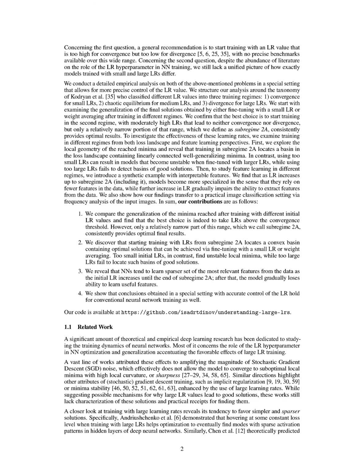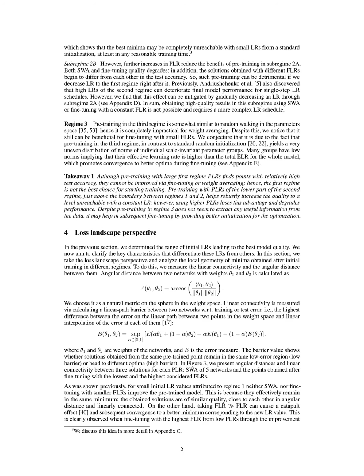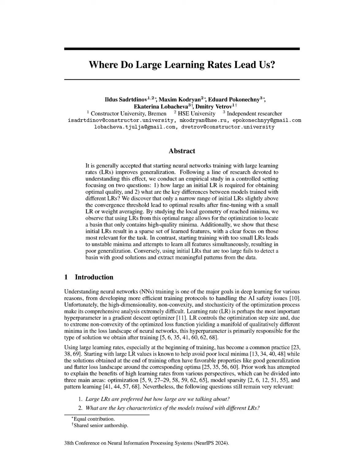In our empirical analysis, we found that models trained in subregime 2A consistently achieved superior generalization performance compared to those trained in other regimes. Specifically, pre-training in subregime 2A resulted in models that could be fine-tuned with any small learning rate, FLR, while still reaching high-quality minima, which was not the case for models trained in the first regime or higher subregime 2B. The results indicated that starting training with learning rates from subregime 2A allows for the localization of a convex basin containing optimal solutions, facilitating effective fine-tuning or weight averaging.